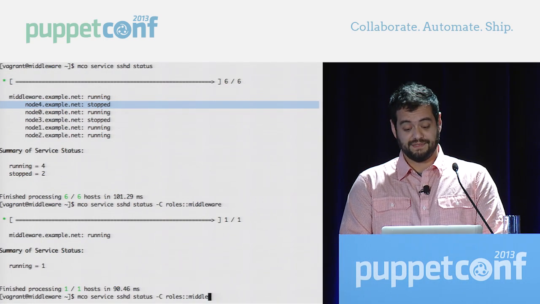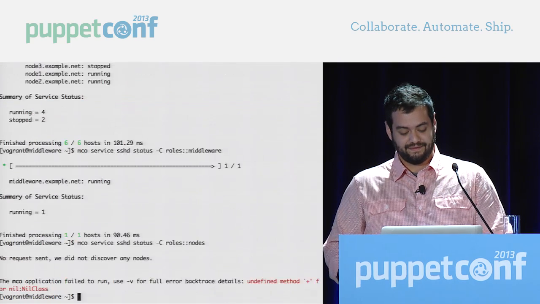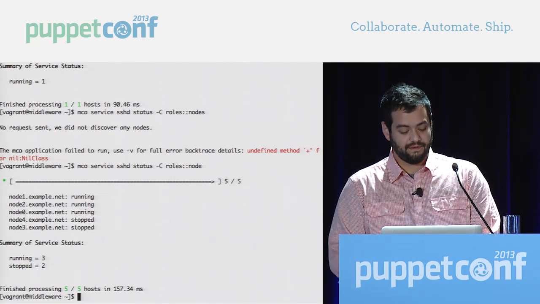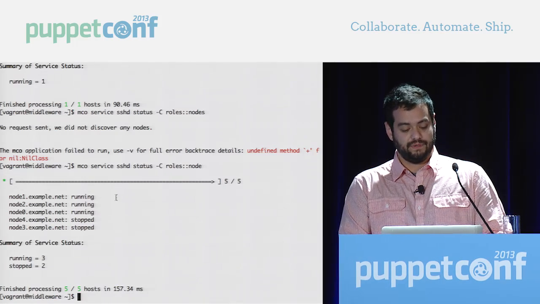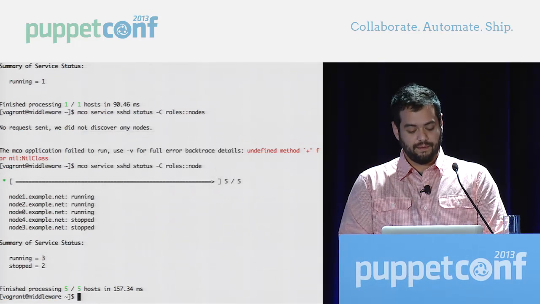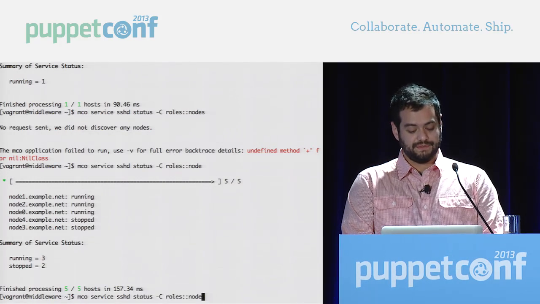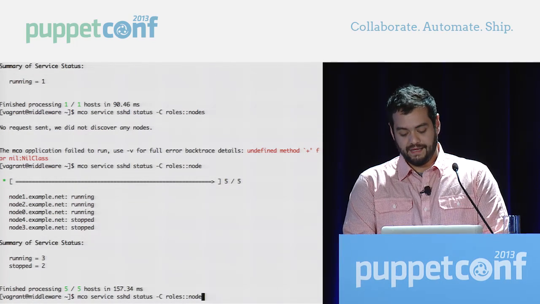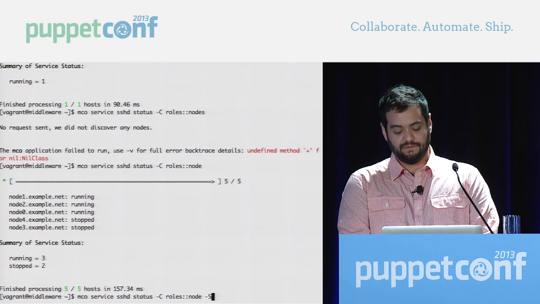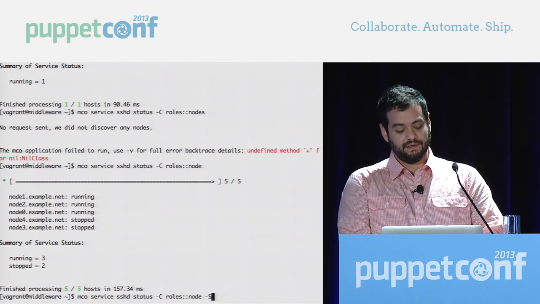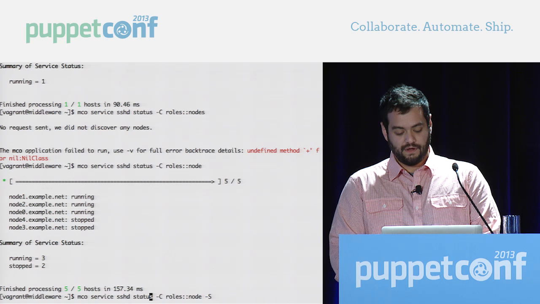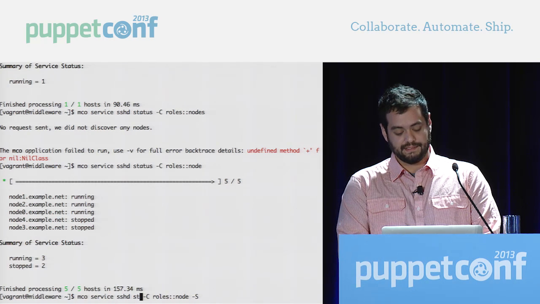Oh, wait, nodes, not middleware. Okay. Or how about just node? Okay, so out of our nodes, we have 3 running and 2 that are not running. So we want to take action on those 2 that are not running, but we don't want to take action across the board with everything. And so let's use a filter to only start SSH on nodes that are not actually running SSH.